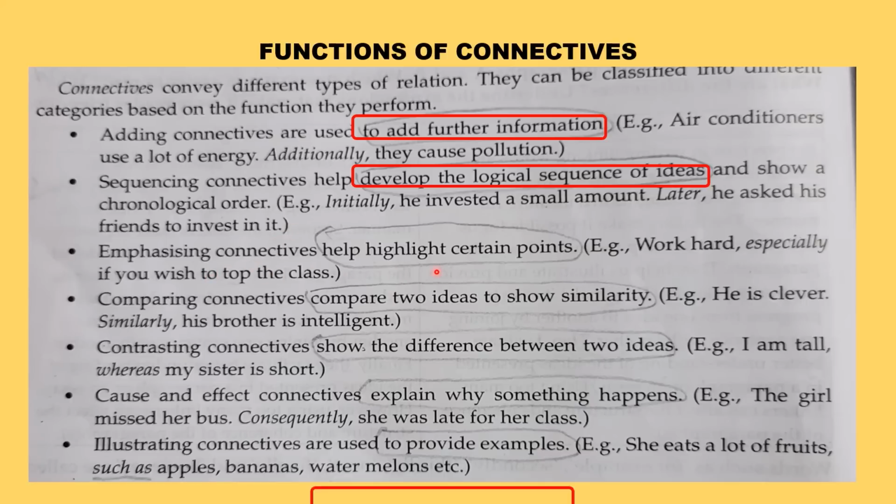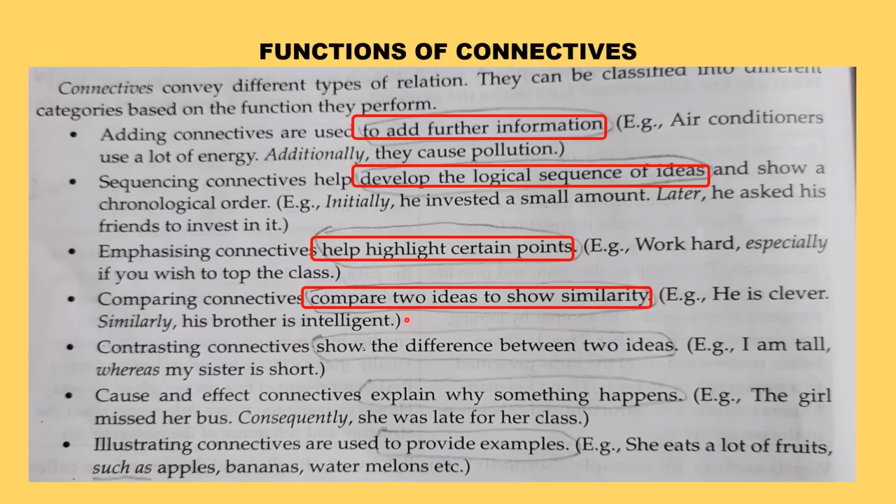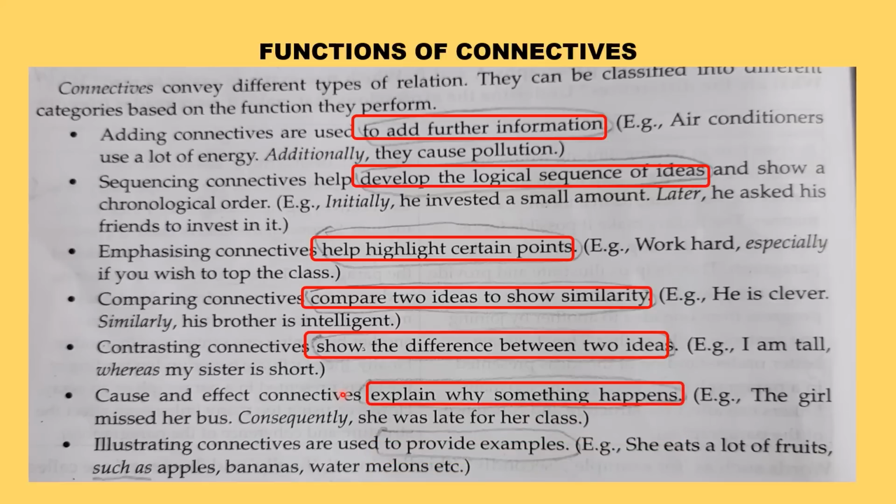Then emphasizing connectives, they help highlight certain points. When you are particularly highlighting a point, you use words like especially. Then comparing connectives. When you compare something, you use certain connectives like similarly, to compare two ideas or to show similarity. Then the next function is to show the difference between two ideas, like whereas, but, however and all. Then the next function is to explain why something happens, a cause. So consequently, eventually, gradually and all. The last function is to provide examples. When you are providing examples, you are illustrating them and you use some connectives.